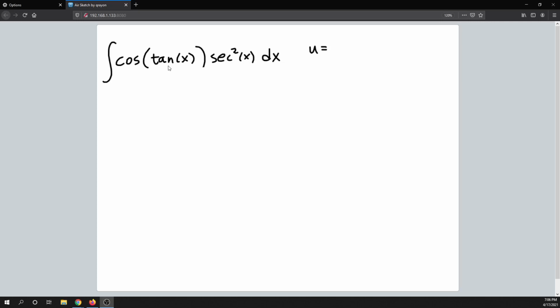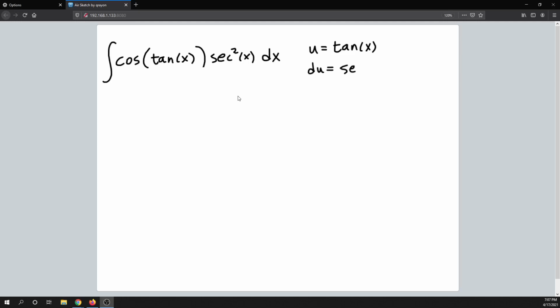Second on the list of good choices for u that I talked about in the introduction video are parts of the integrand whose derivatives appear as factors of the integral. And you can see the derivative of tan x is secant squared, and that appears as a product of the integrand. So right there, that is telling us that the most likely best choice for u here is going to be tan x.